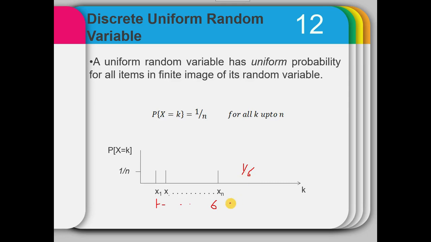So the PMF of a discrete uniform random variable looks like this: if there are total n values, then the probability of each value is 1 by n, or 1 by 6 in the case of dice. So this is how a discrete uniform random variable will look. It is again a relatively simpler random variable where the probability of each outcome is constant. It is 1 by n, it is not dependent upon k. Even though k is changing on the x-axis, on the y-axis it is not changing, so it is constant, 1 by n.